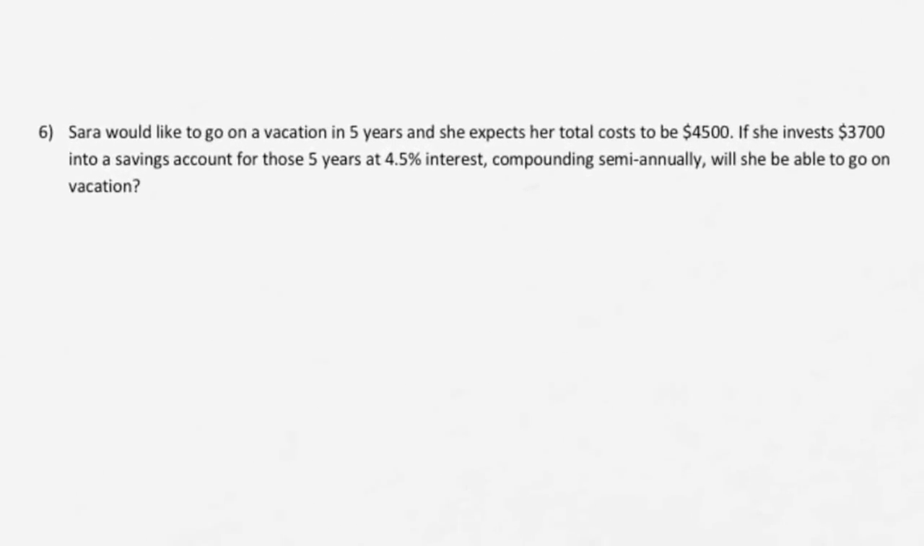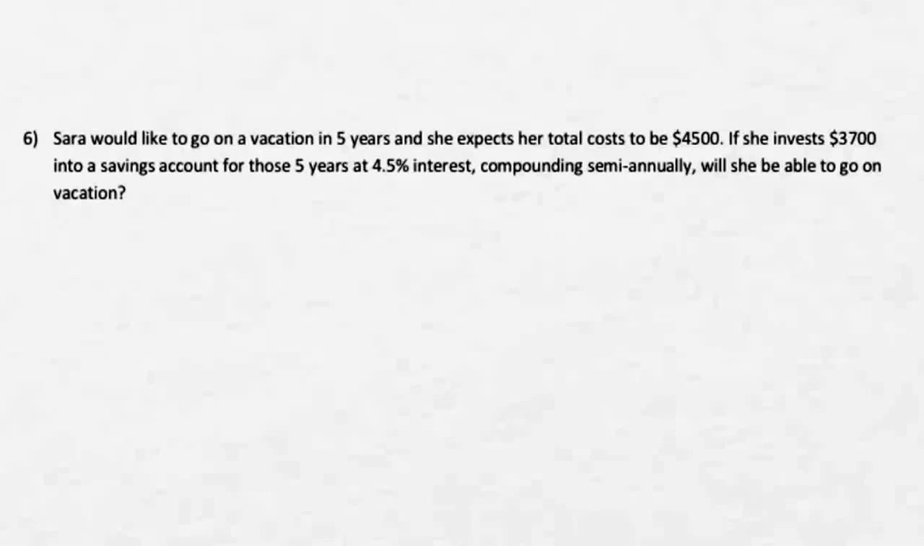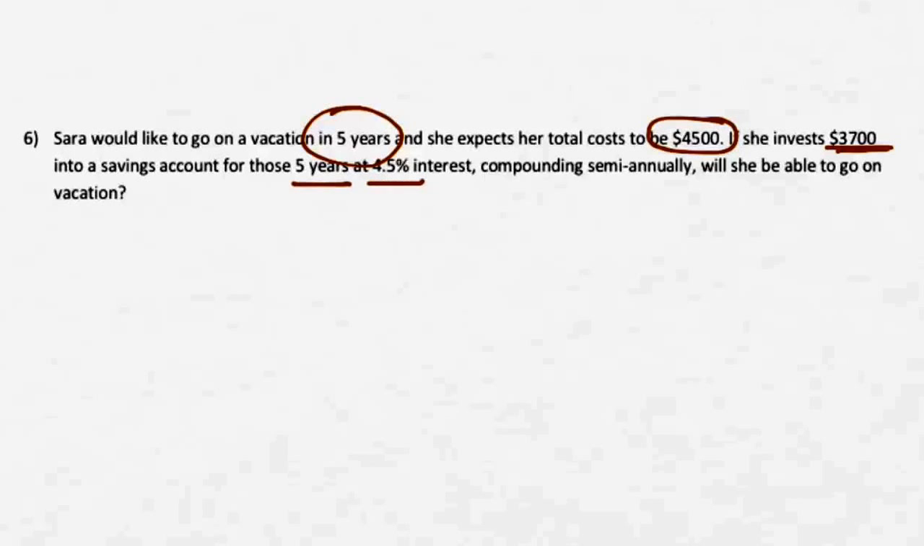Number 6. Sarah would like to go on vacation in 5 years, and she expects her total cost to be $4,500. If she invests $3,700 into her savings account for those 5 years at 4.5% interest, compounding semi-annually, will she be able to go on vacation? A few important words here. First of all, we're talking about the word compounding, so that means that I don't want to use my simple interest formula. I want to use my compound interest formula.